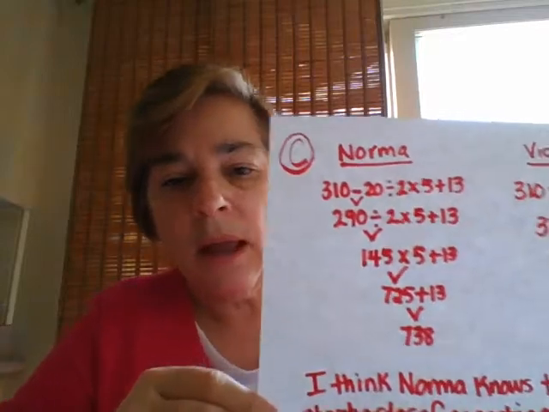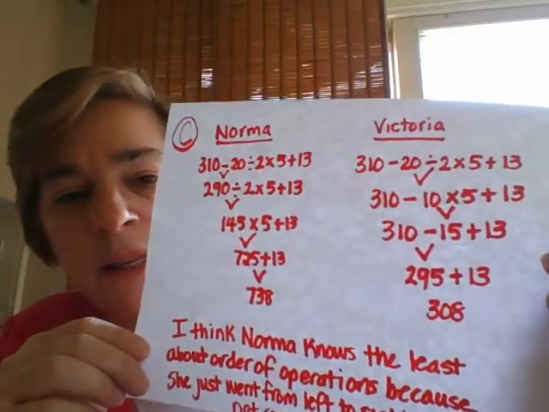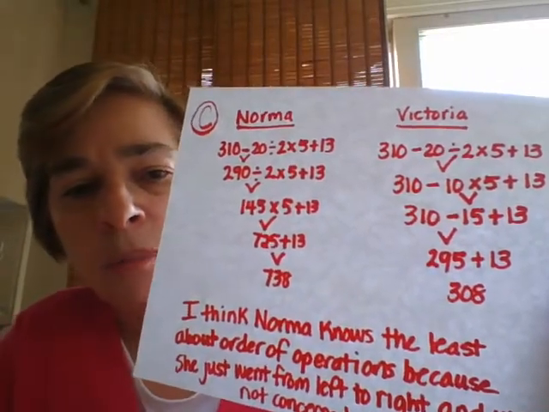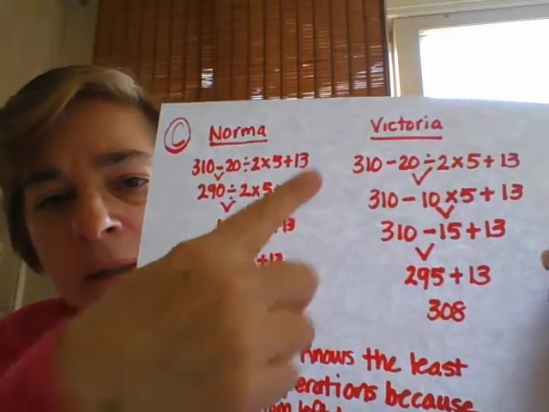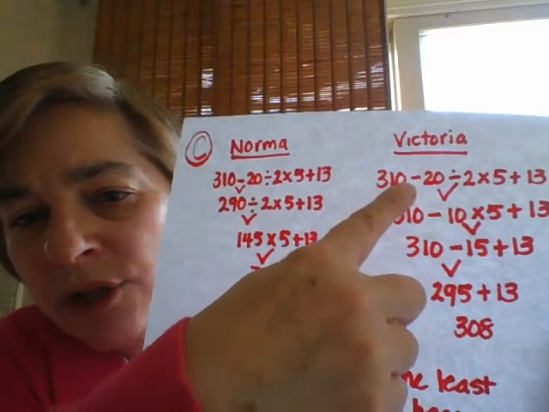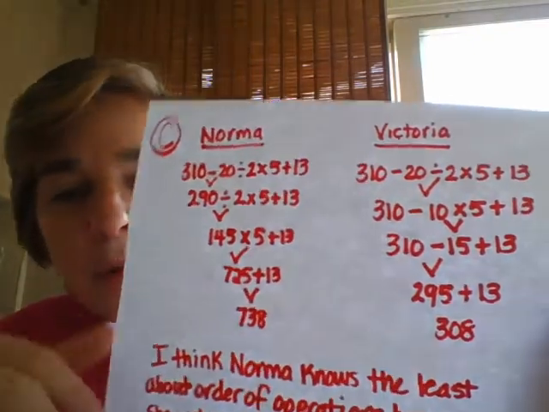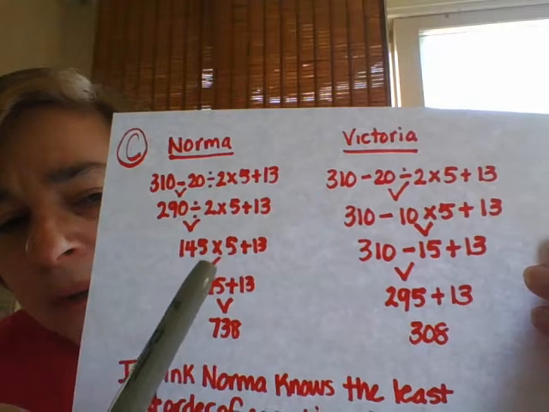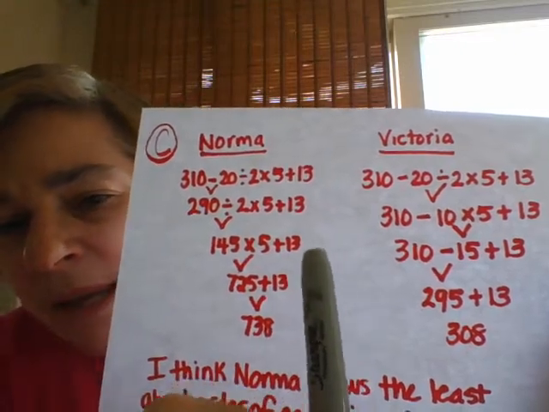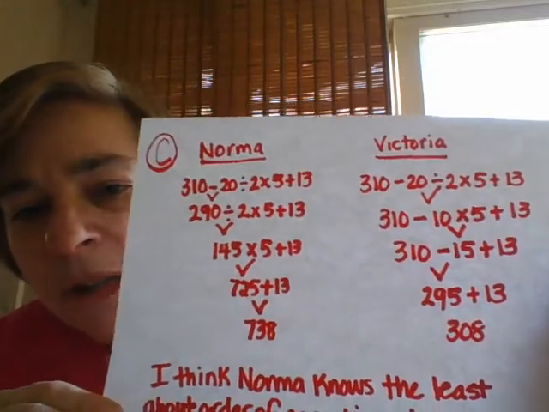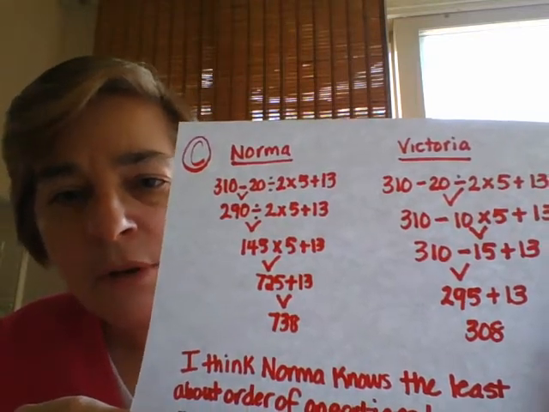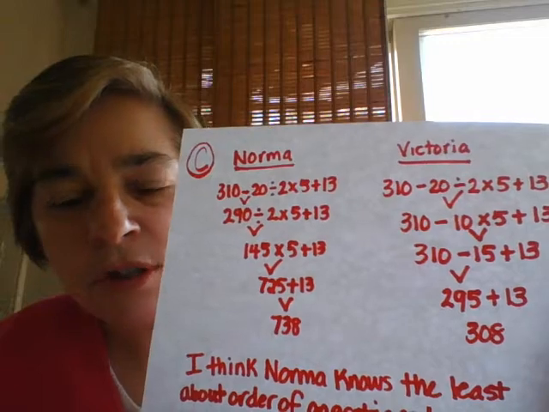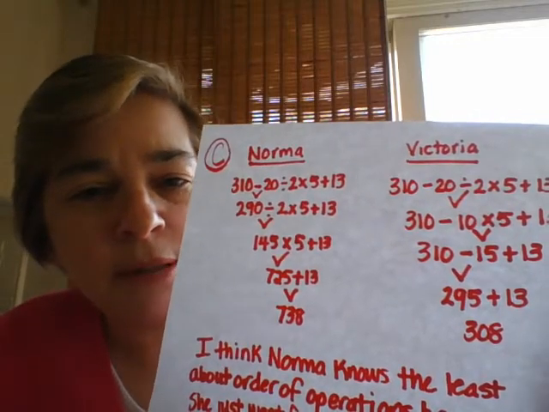All right, so let's do what's wrong with it. Who do you think knows the least? And I'm going to go with Norma. And here's the reason why. Victoria actually didn't do too badly. So if you're going left to right, she divides first and then she multiplies second. Her issue is that she makes a silly mistake, and it's 300. It's 10 times 5 is 50, not 15. So Victoria knows how to do this. She just made one of what I call a silly mistake.